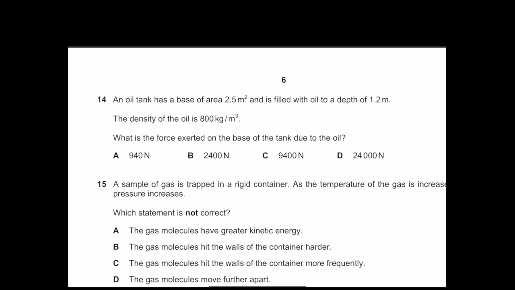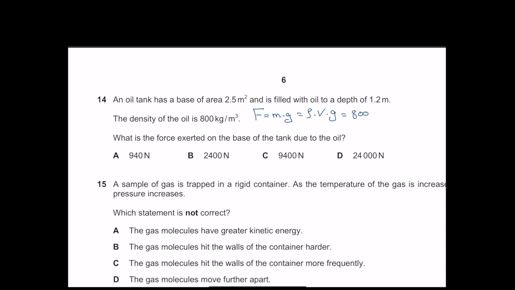You know, the force, any force equals mass times gravitational acceleration. And if we depend on that, I'm going to say the mass here is density times volume. It gives you the mass. Then still times gravitational acceleration. So the density has been given as 800.